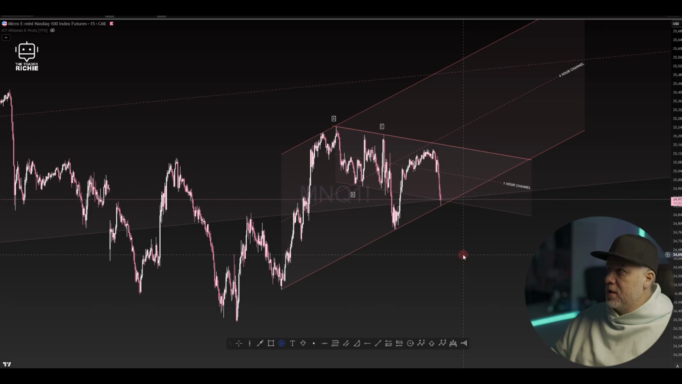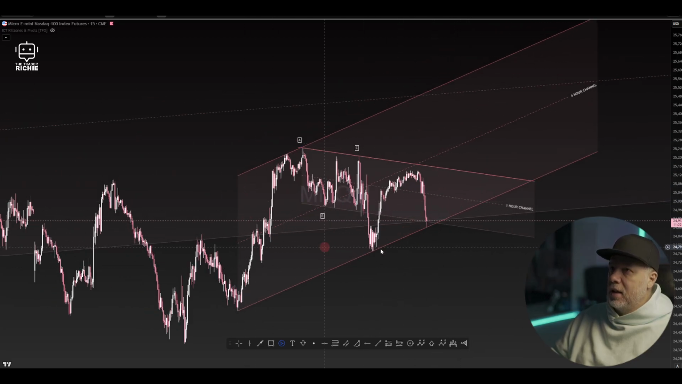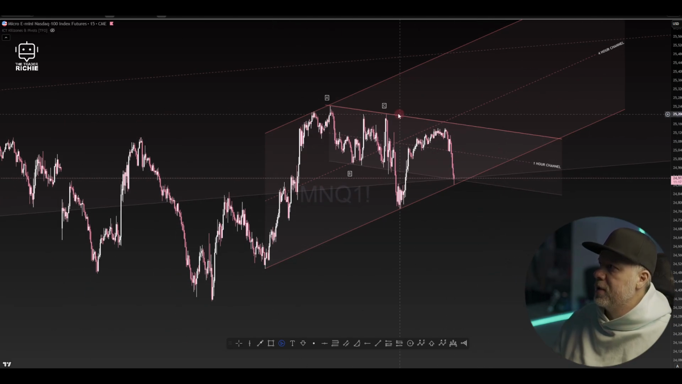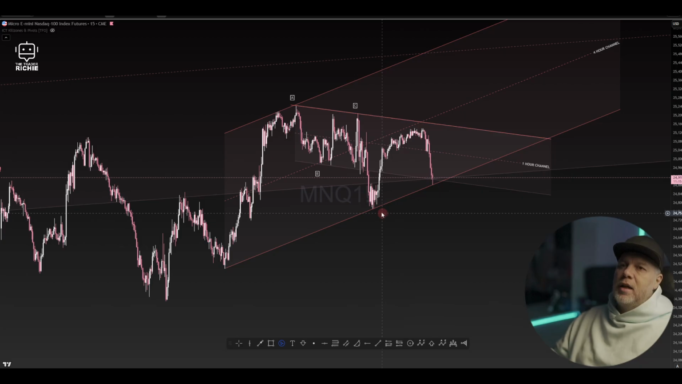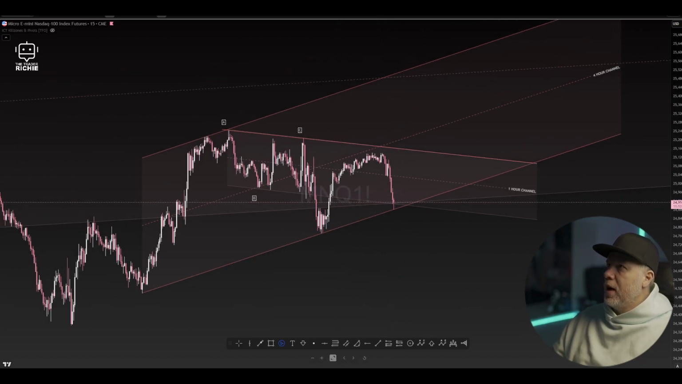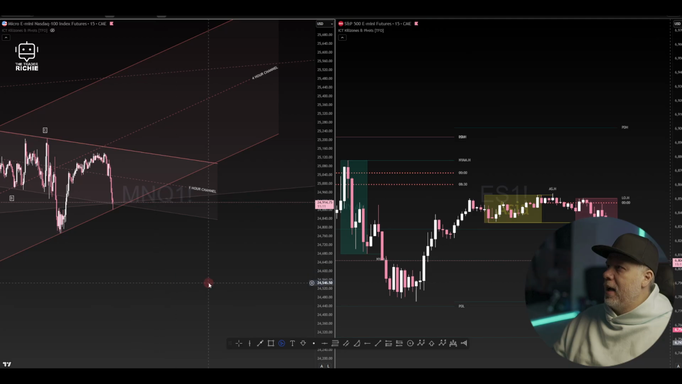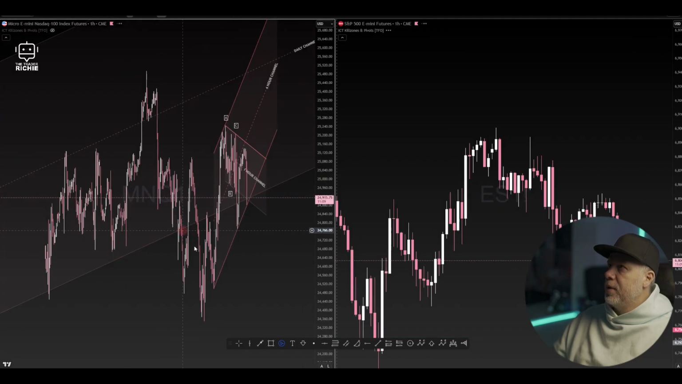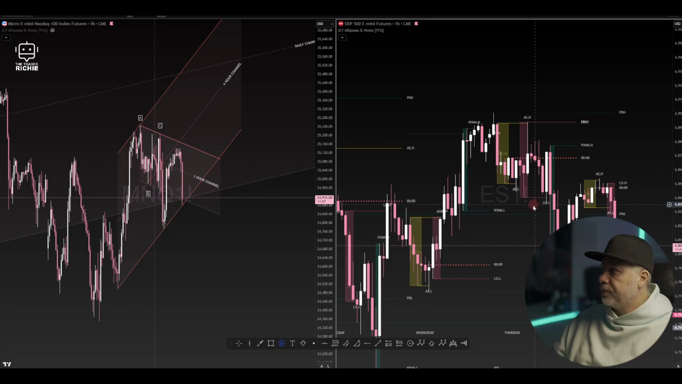This is where I start every single day. I don't go anywhere near lower time frames until I can confirm something here on the higher time frame. So right here I have NASDAQ and I have the S&P. This is on the 1 hour.